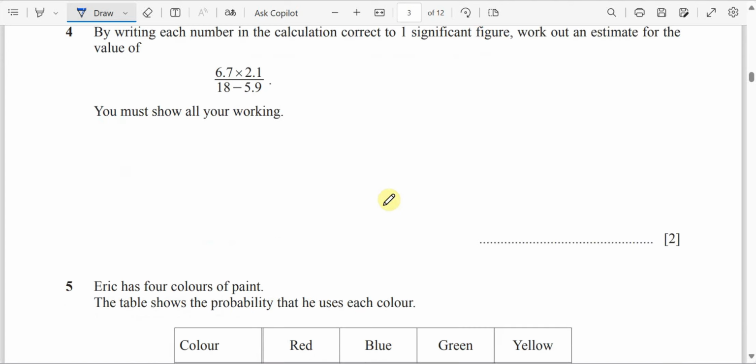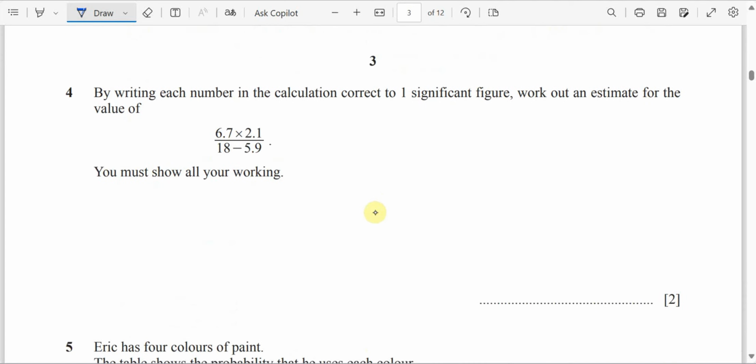Okay, question 4. By writing each number in the calculation correct to one significant figure, work out an estimate of the value of this. So 6.7 to one significant figure is 7. 2.1 to one significant figure is 2. 18 to one significant figure is 20. 5.9 to one significant figure is 6. This is going to give us 14 over 14, and that is 1.